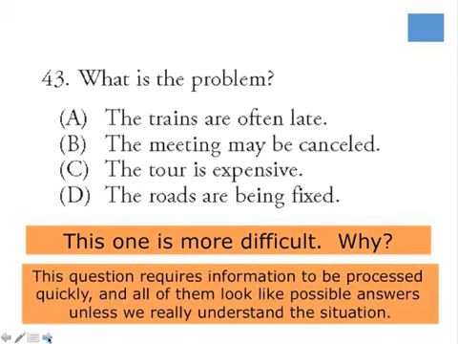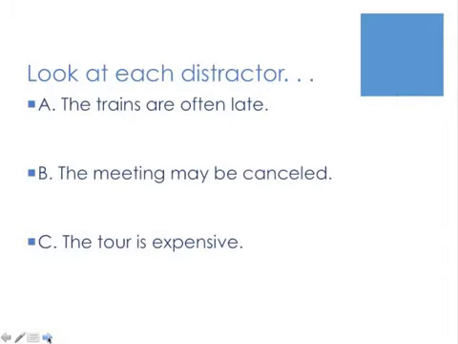But why is this one a little more difficult? Well, first off, we have to process a lot of information and do it quickly. And as we said before, a lot of the answer choices have some similar or partially correct information. Now, let's break down the distractors and see where the tricks can be.